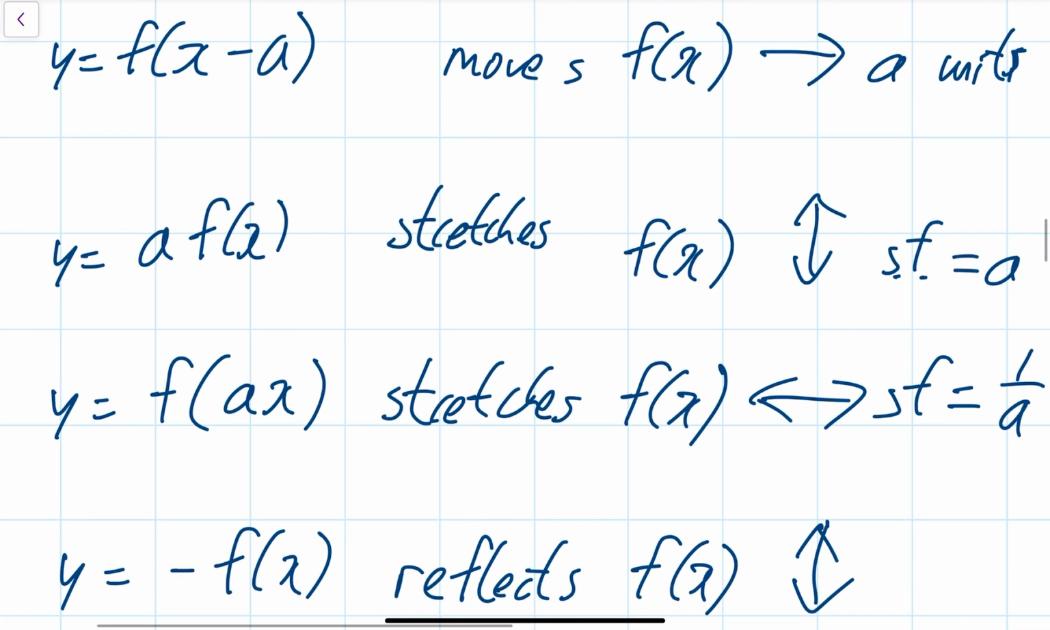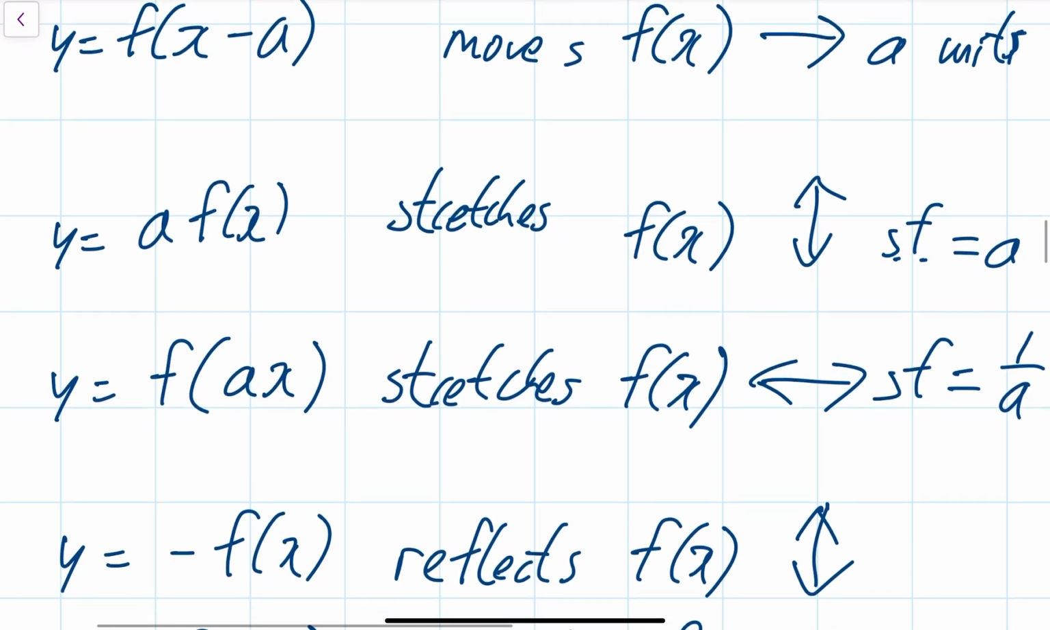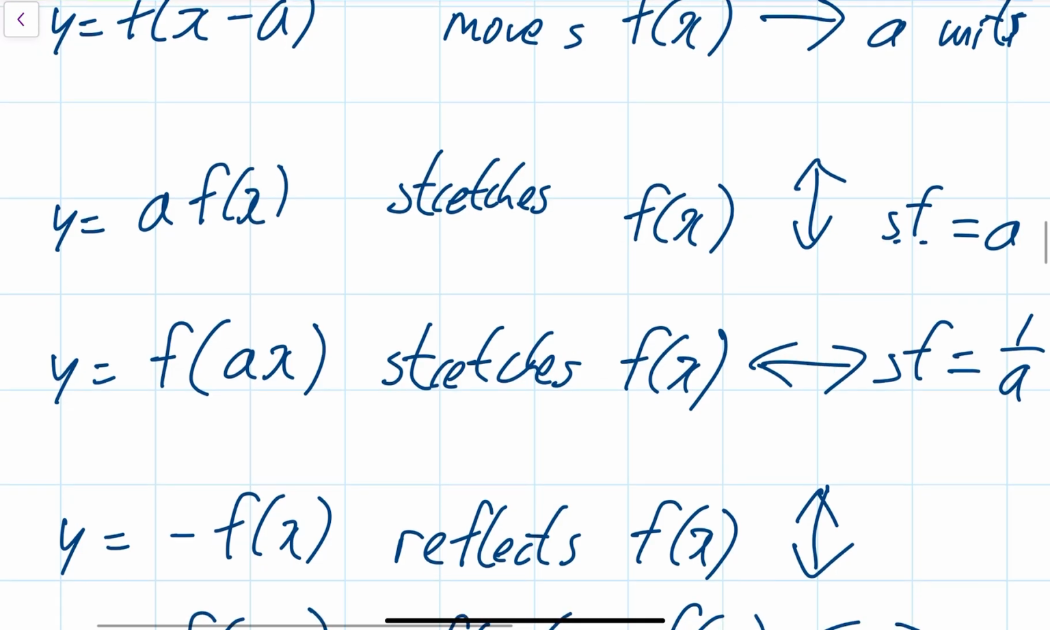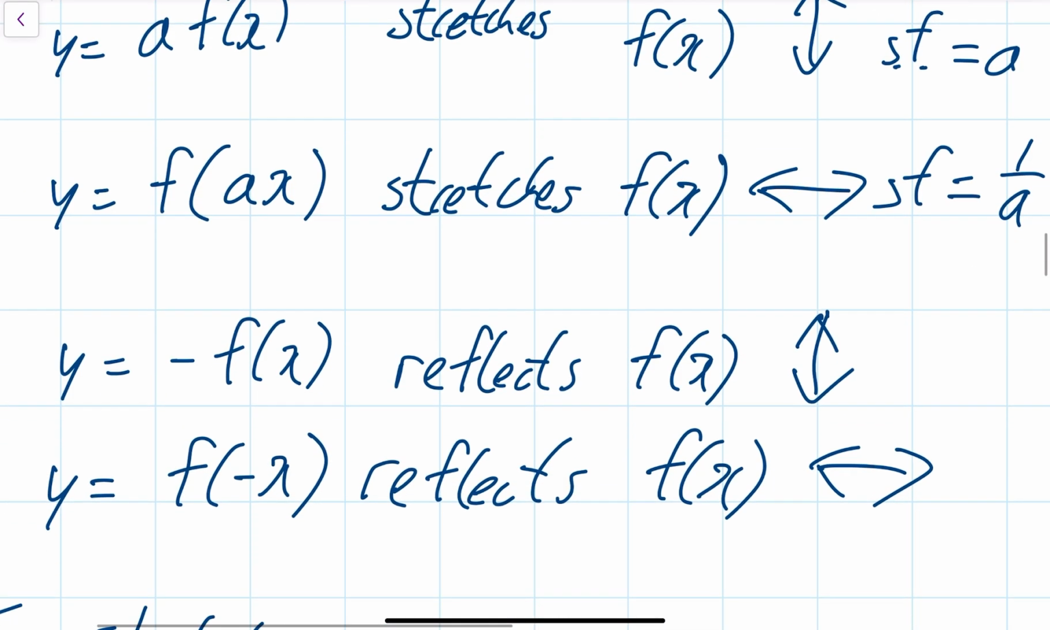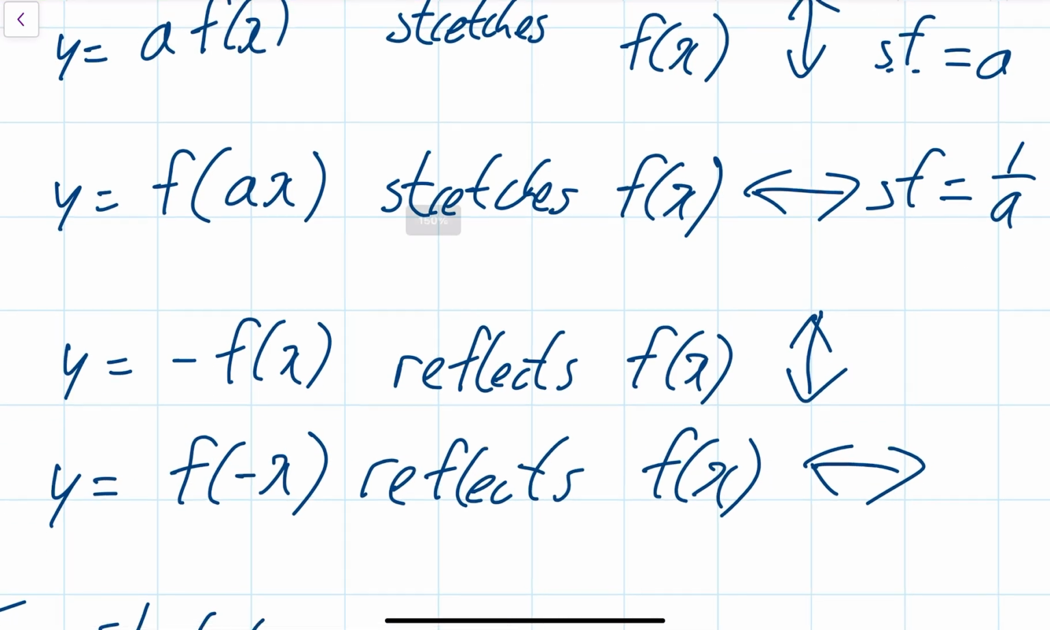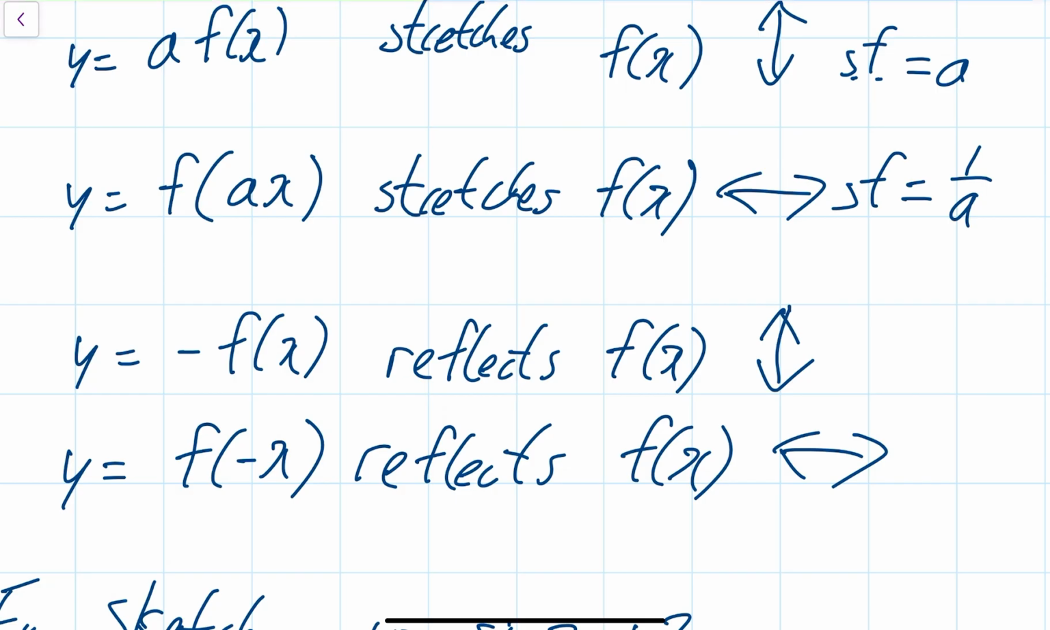And then again, outside the bracket, so it's in the vertical. So a times f of x stretches it vertically, scale factor equal to a. f of ax stretches it horizontally, scale factor 1 over a.